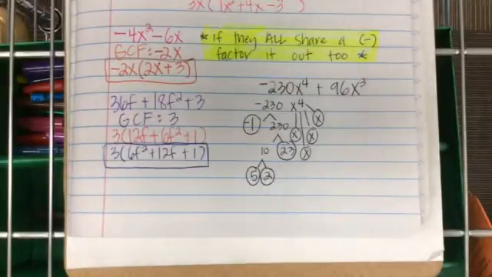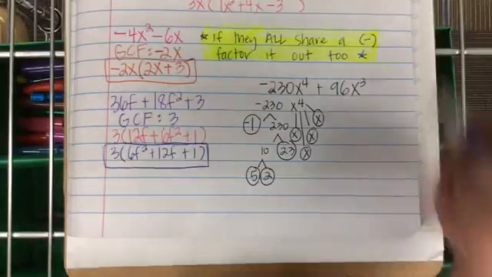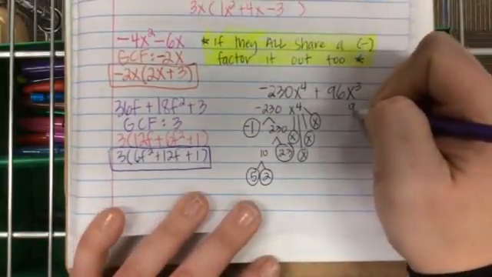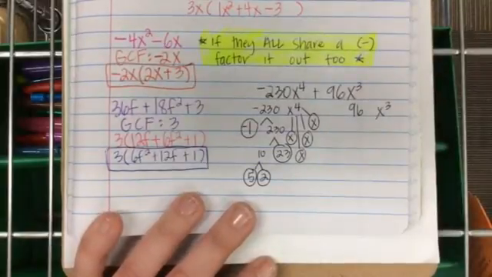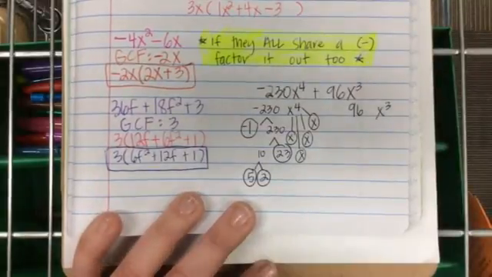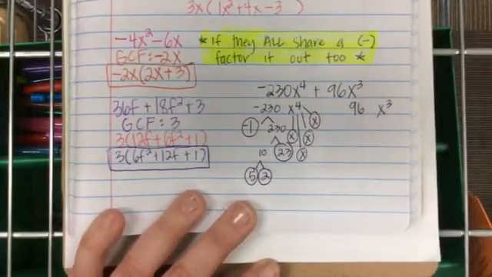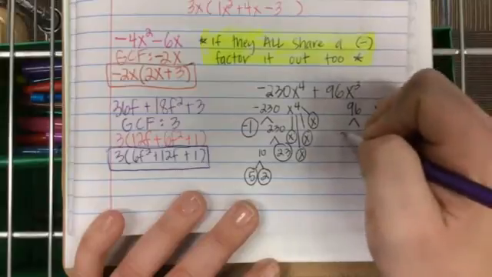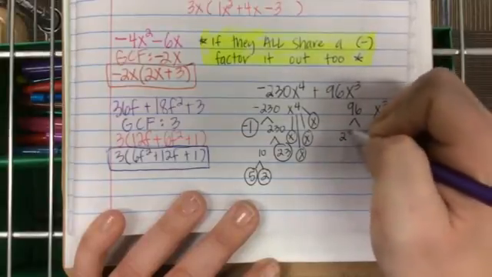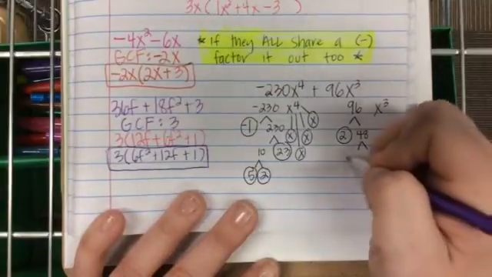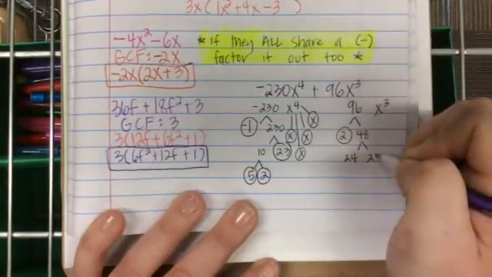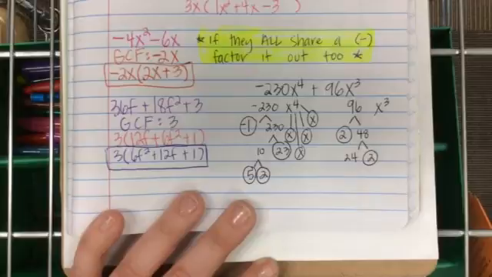Bless you. 96x to the third. Tell me about 96. It's on your chart. You can tell me. 2 and 48. Tell me about 48. 24 and 2. And now 2 is prime. Tell me about 24.